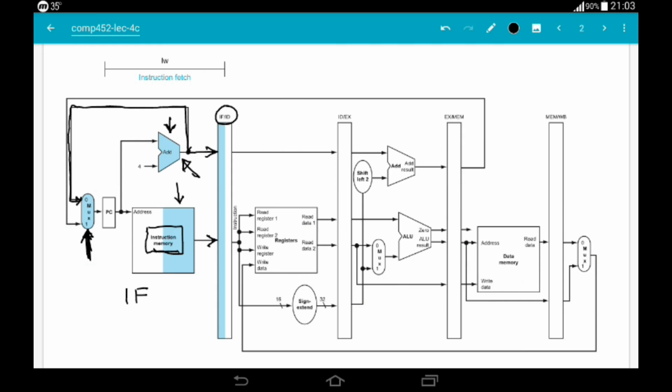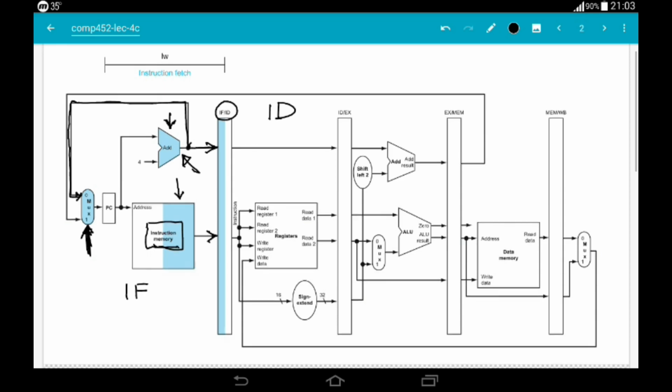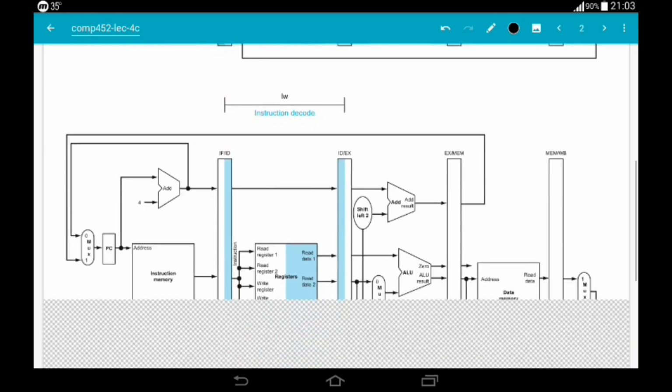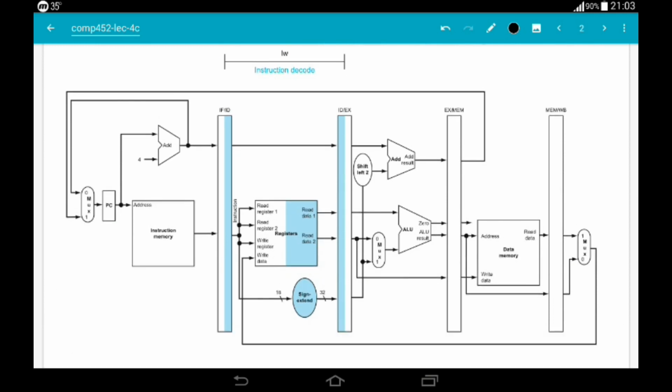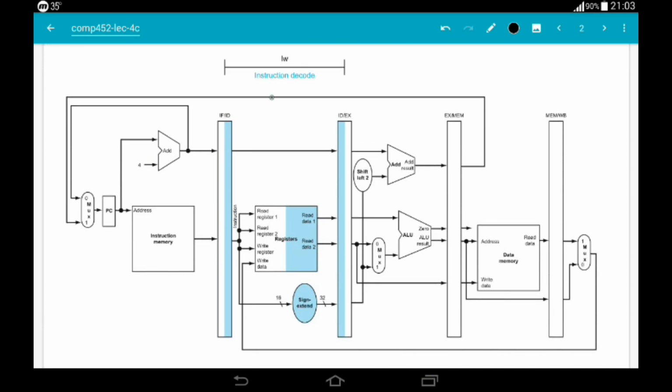Okay, so after this stage completes, we are going to move to the ID stage. Actually, the instruction is going to move to the ID stage in the next clock cycle. So in the next clock cycle, this is what we are going to get. This is the ID stage, instruction decode stage.